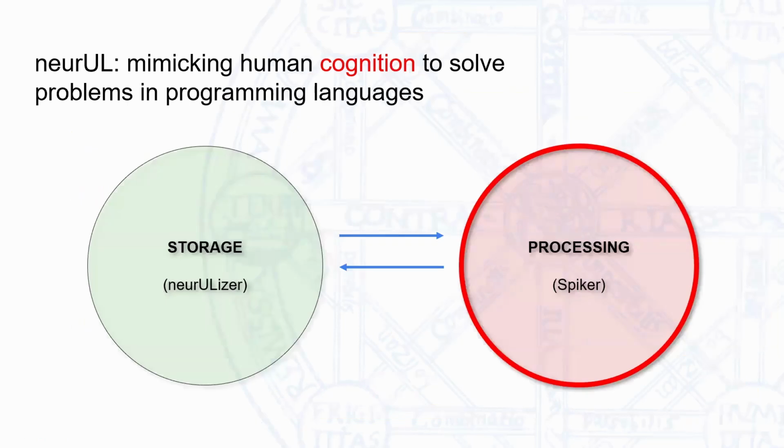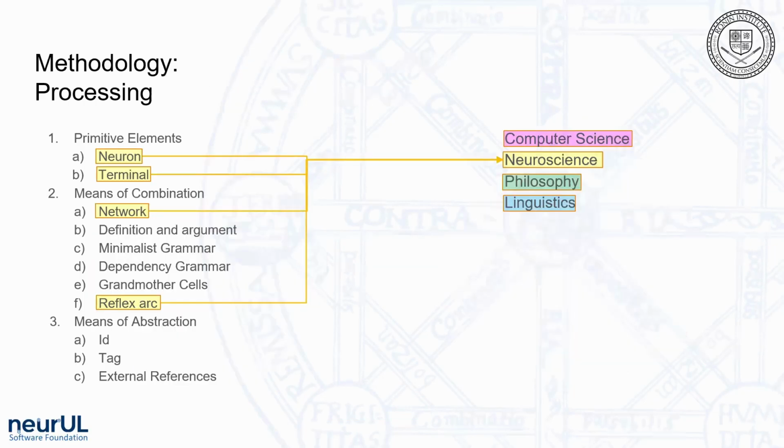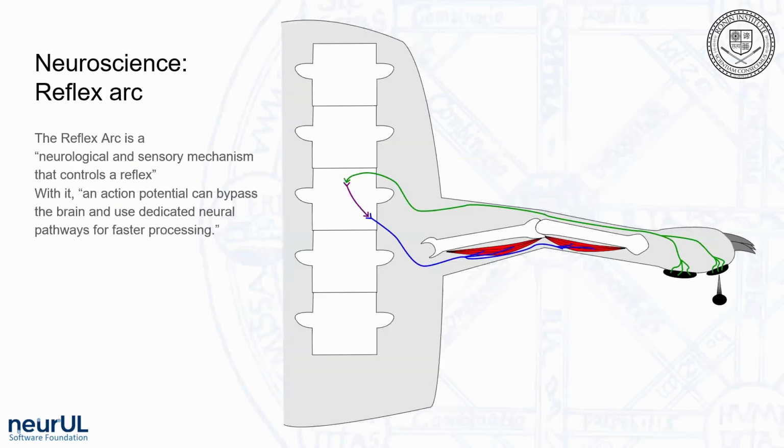Let's now have a look at how the spiker component of neurUL uses its language mechanisms to process information. In addition to the mechanisms discussed so far, our language makes use of the neuroscientific concept called the reflex arc as a means of combining inputs with outputs. The reflex arc is a neurological and sensory mechanism that controls a reflex. With it, an action potential can bypass the brain and use dedicated neural pathways for faster processing.